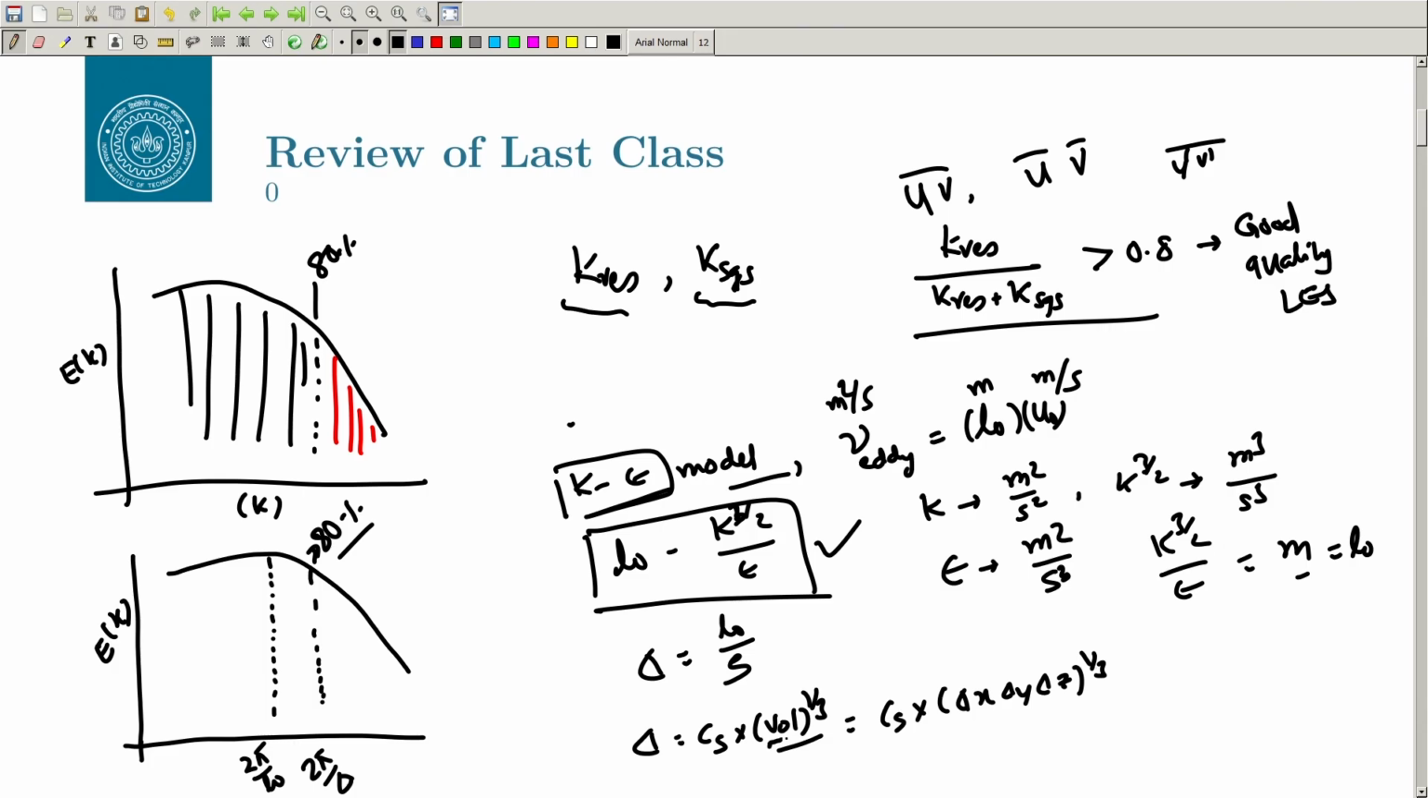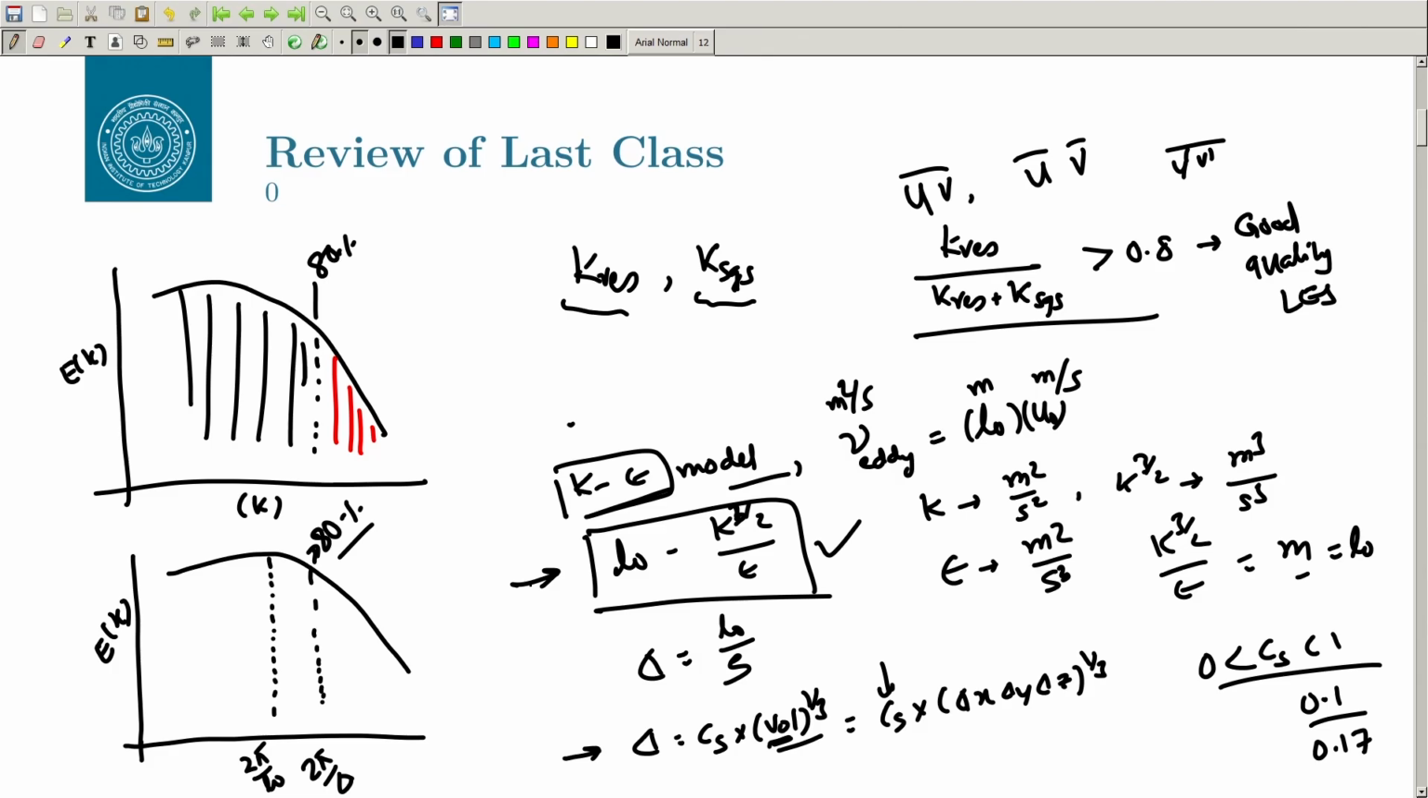If it is unstructured, then you can use any method to calculate the cell volume. And Cs is a Smagorinsky constant, whose value varies from 0 to 1, and typically it is taken as 0.1, or some codes take 0.17, 0.2 and so on and so forth. So, you know the value of delta from your grid. You know the value of L naught.